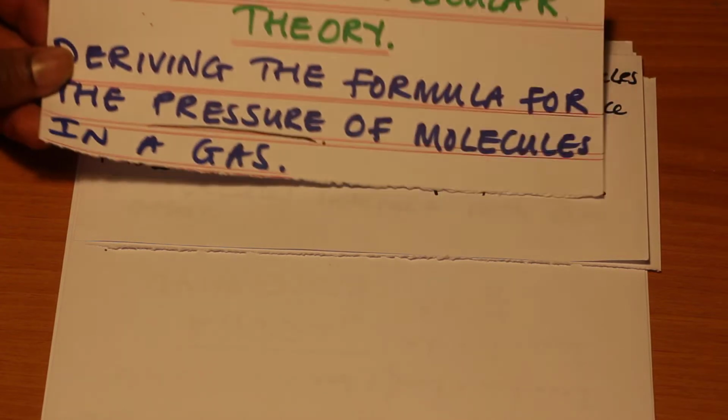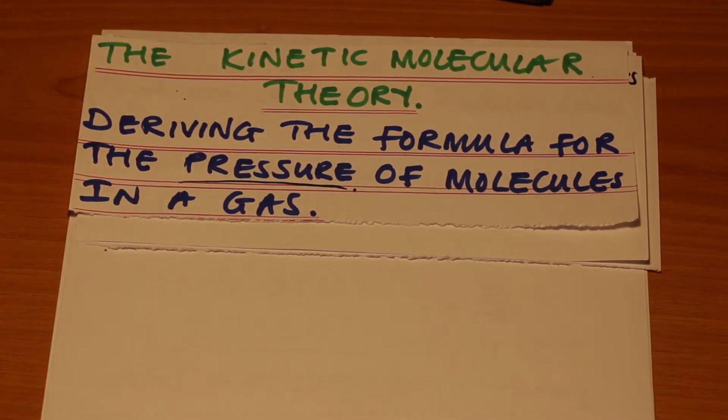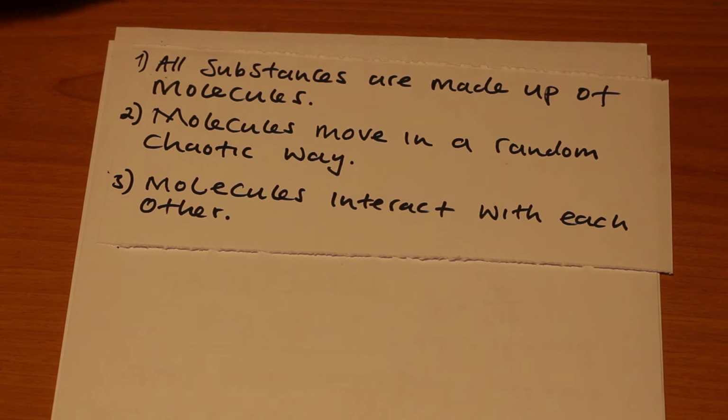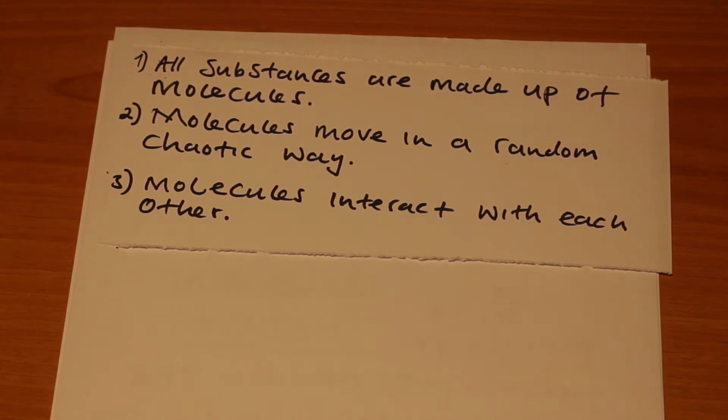When we talk of the kinetic molecular theory, there are basically three principles that govern it. The first principle is that all substances are made up of molecules. The second principle is that molecules move in a random, chaotic way, meaning they bounce into each other. They do not have a direction in which they specifically move. The third is that molecules interact with each other. So basically these are the three principles that govern the kinetic molecular theory.